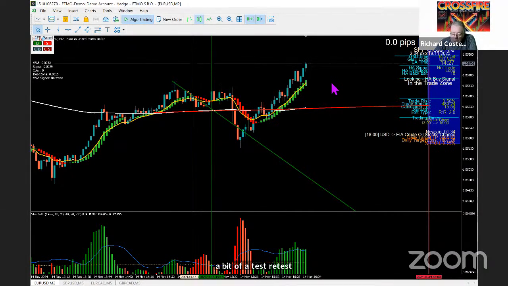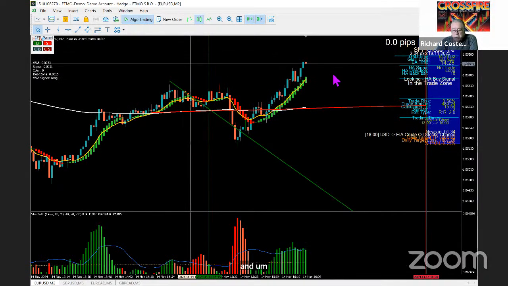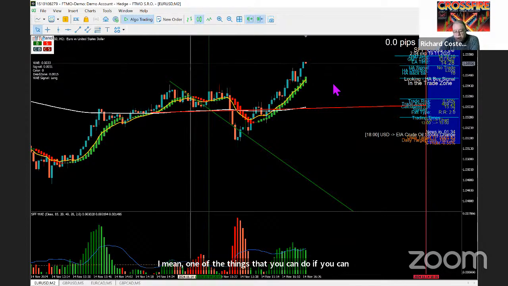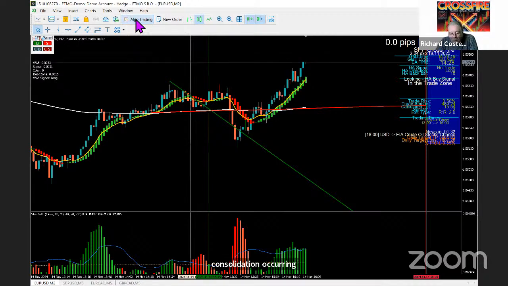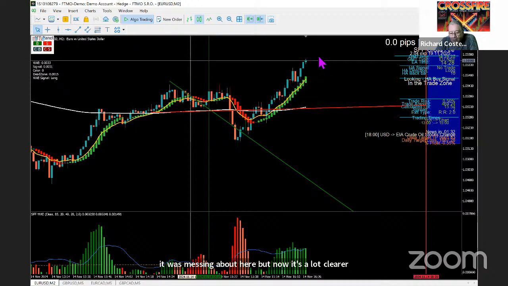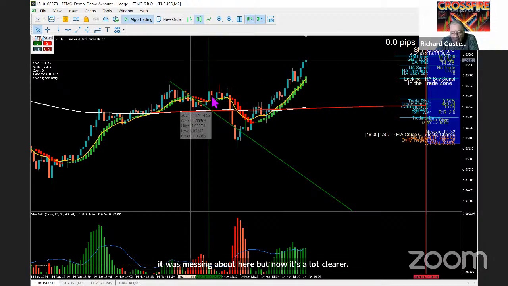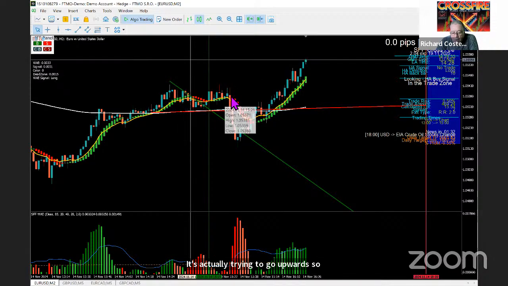So I think I'm going to go back to the 2 minute and try and avoid consolidation. One of the things that you can do, if you're watching the charts and you see consolidation occurring, just switch off the algo trading until it comes out of consolidation. It was messing about here, but now it's a lot clearer. It's actually trying to go upwards. So along here, I might stop the algo trading and wait.